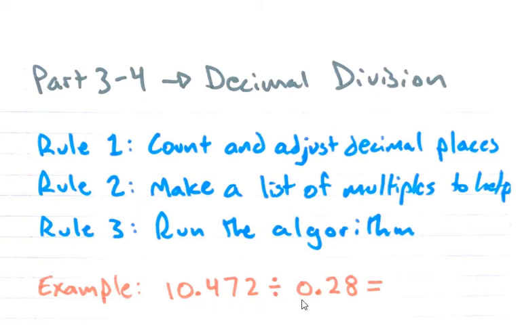10.472 divided by 0.28. 0.28 is the divisor. 10.472 is the dividend. We're trying to figure out how many groups of 0.28 fit in 10.472. Let's go to work.